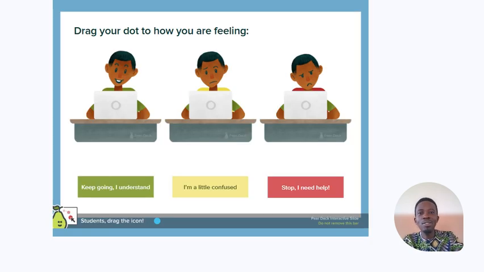Look at it now. This is it. Drag your dot. How are you feeling? Should we continue with the class? This is just for you to show how you're feeling. The first one is keep going, I understand. Then the second one is, oh, I'm a little confused. If that is your feeling, we can know and go over a particular part of the class. And if it is the last one, stop, I need help.